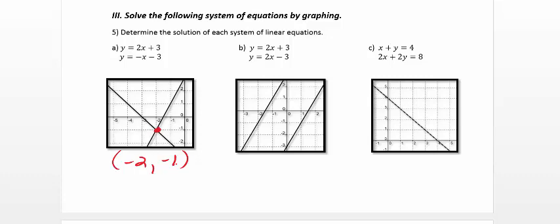In part B, we have the equations y equals 2x plus 3 and y equals 2x minus 3 graphed on the same coordinate plane. You can see when they're graphed, those lines are parallel and they're never going to cross because parallel lines never cross. Therefore, this system has no solution.